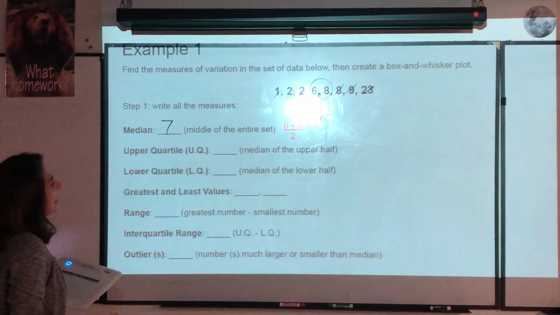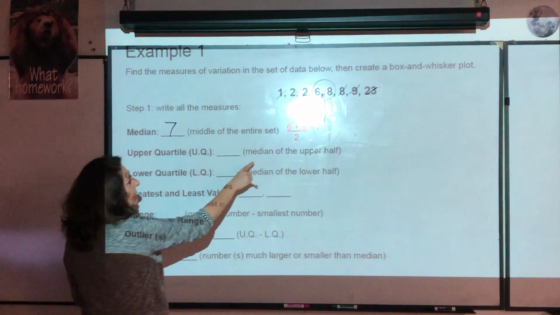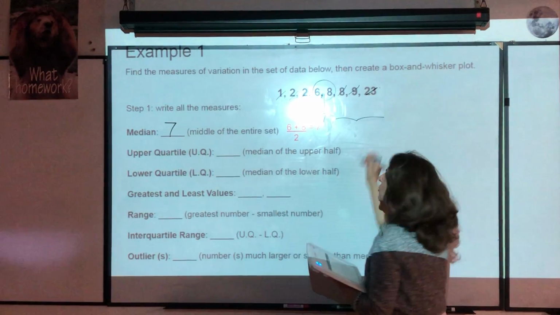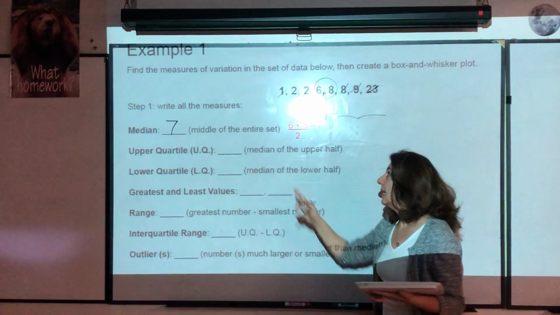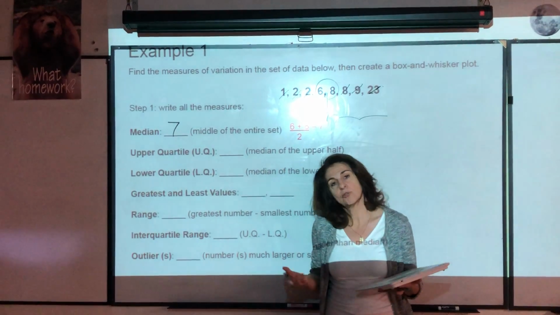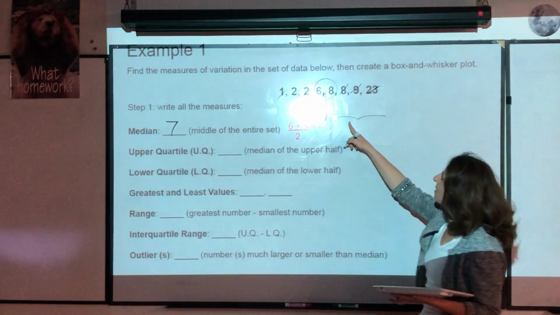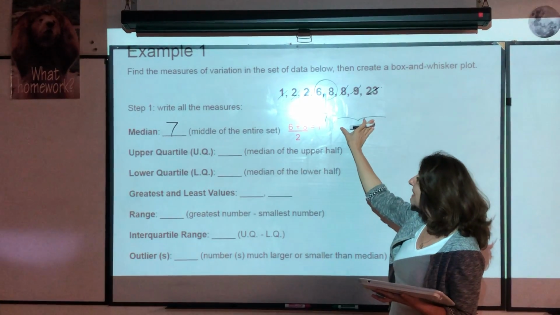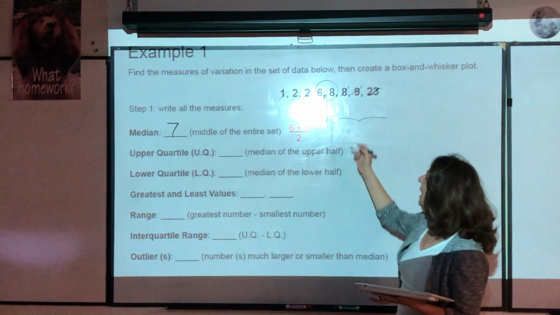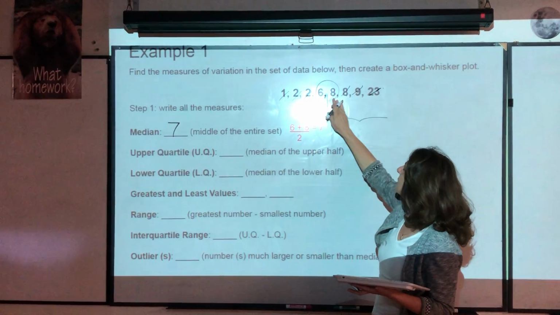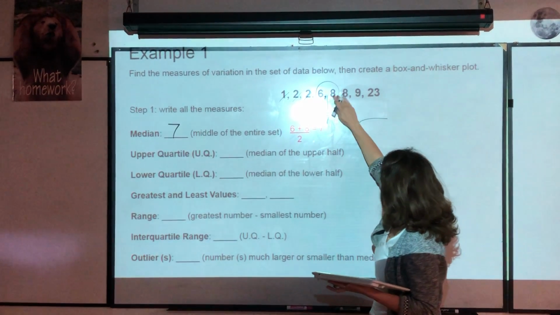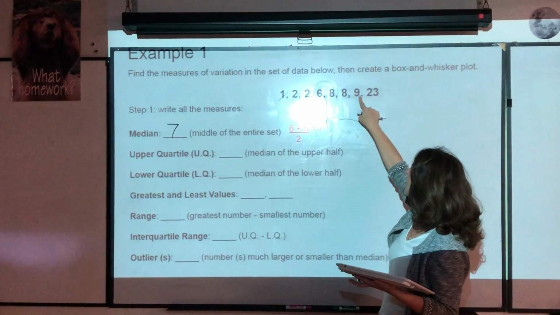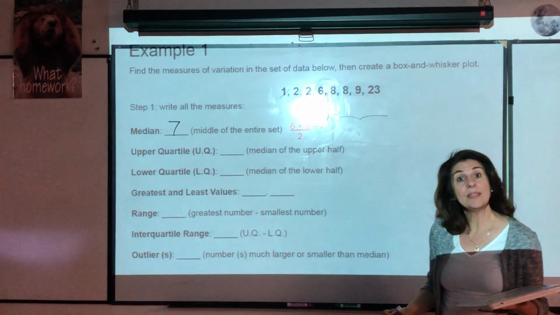The upper quartile. The upper quartile is what? The median of the upper half. Remember, upper is just because those are the higher numbers, and lower is just because those are the smallest numbers. So from my upper half of the information, which is right here, what do I have? I have 8, 8, so I'm going to erase this so you can see better. I have 8, 8, 9, and 23.